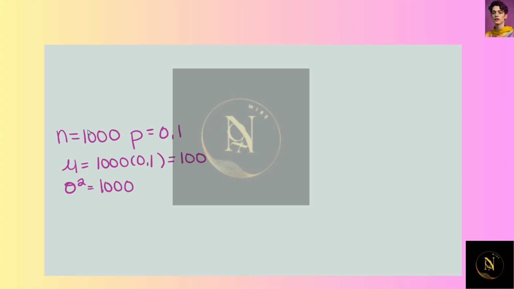Let's take a look at some examples. If n equals 1,000 and p equals 0.1, the mean would be 1,000 times 0.1, which is 100. The variance would be 1,000 times 0.1 times 0.9, which is 90. And the standard deviation would be the square root of 90, which is about 9.49.